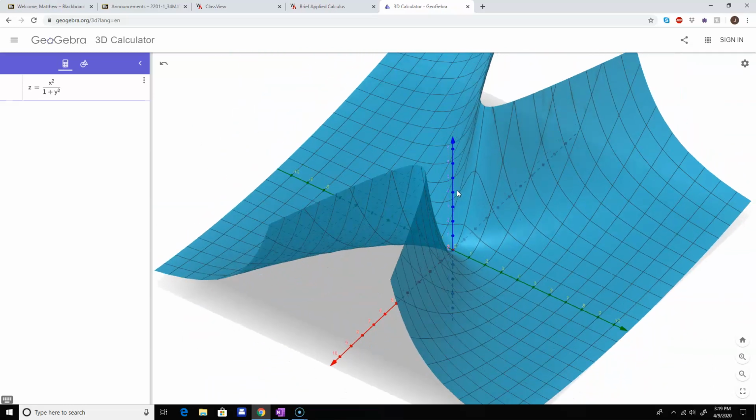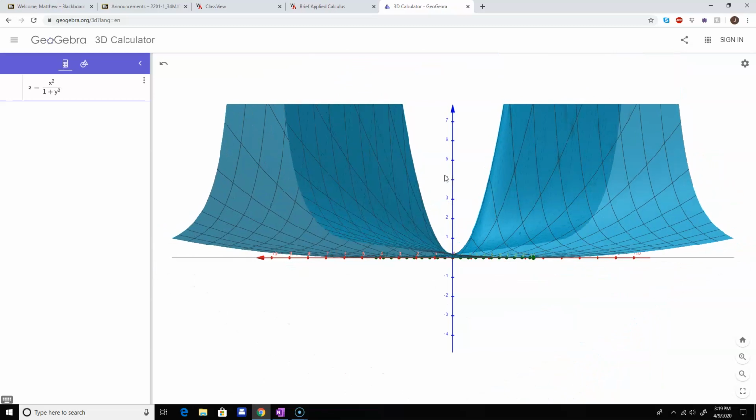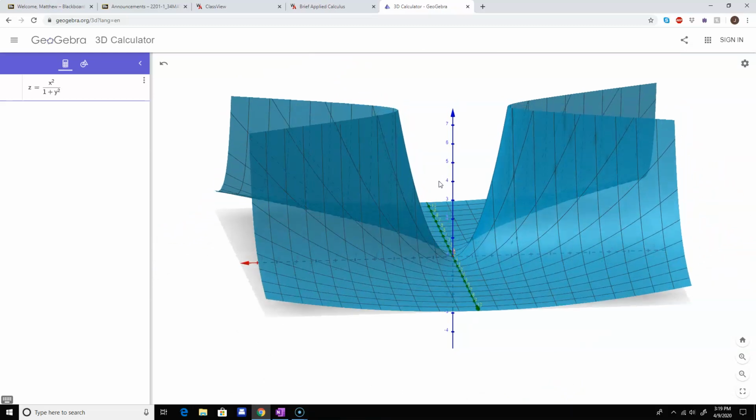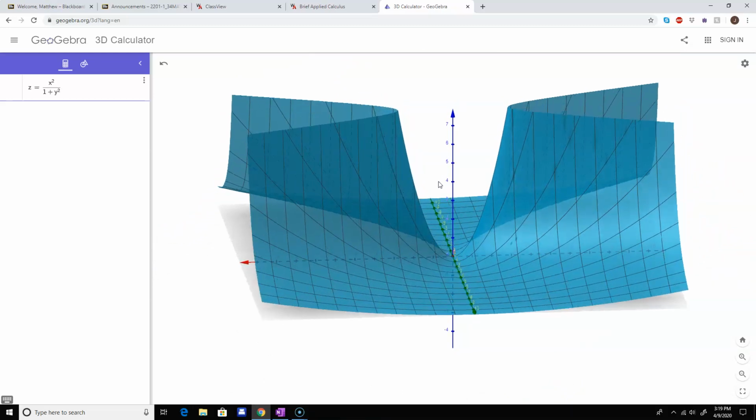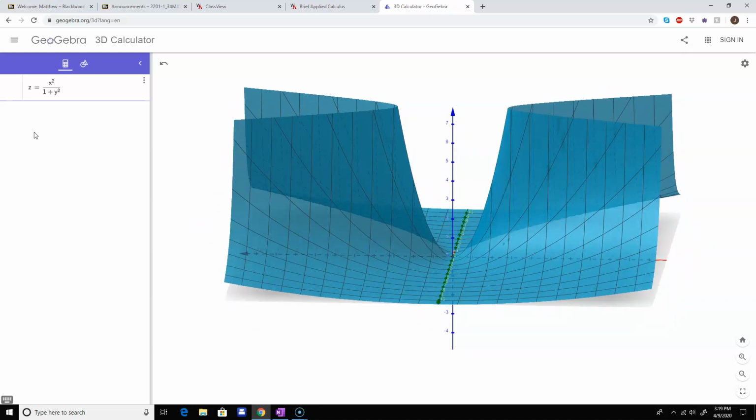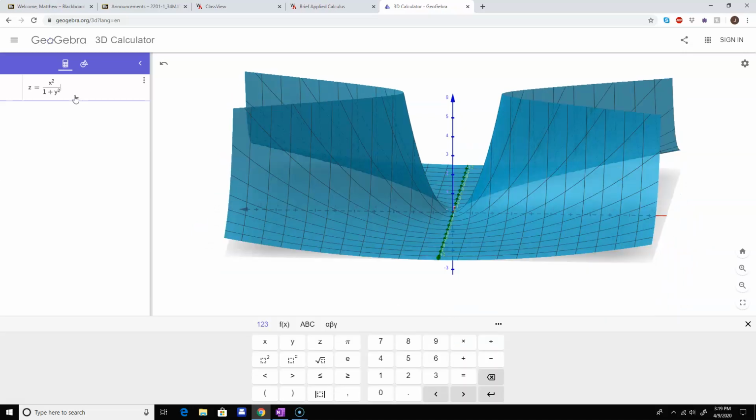We could graph a couple other things and see the intersection. Sometimes that'll help us, but you can kind of move it around and see. So let's graph the intersection point of a couple of these planes. Let's say we wanted to graph x equals -2.